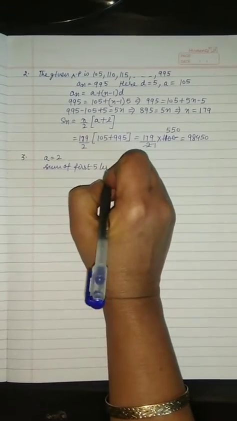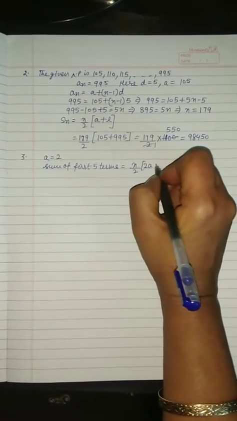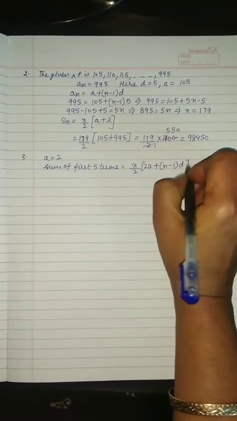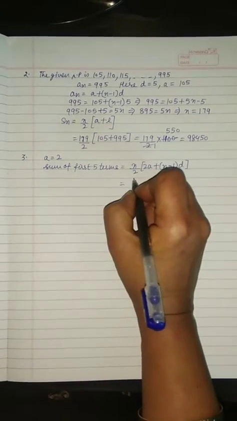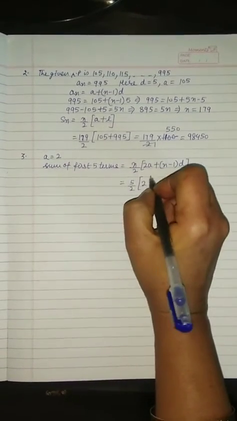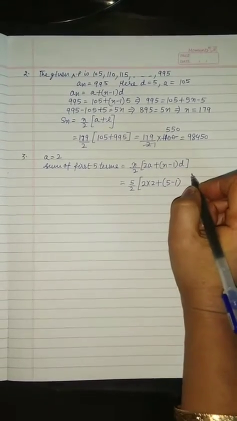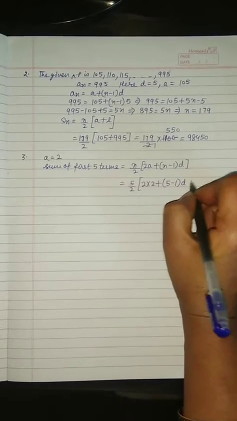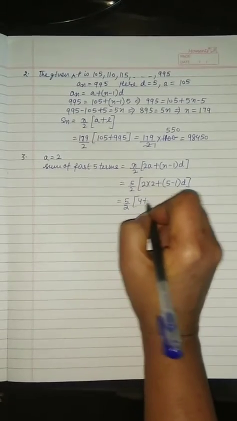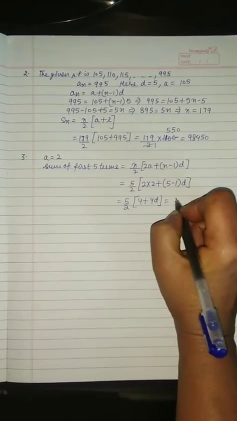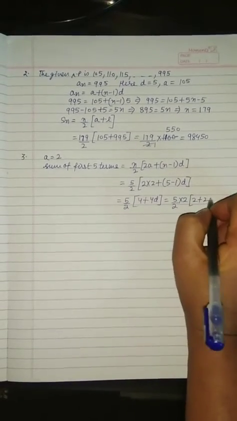We will write the formula for finding the sum, that is n by 2, 2a plus n minus 1 d. Now we are given n is 5, so it will become 5 by 2. Then 2 into a, which is already given as 2, plus n minus 1, that is 5 minus 1, and we are not given the difference, so we will write d for the difference. So it will become 5 by 2, 4 plus 4d. Taking 2 common from the bracket, it will become 5 by 2 into 2, 2 plus 2d.